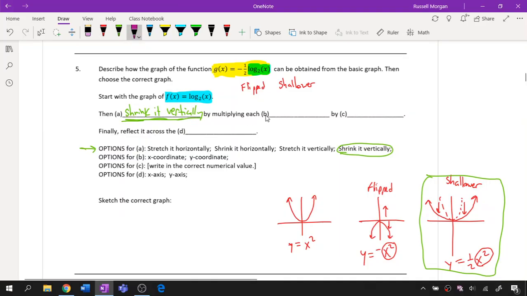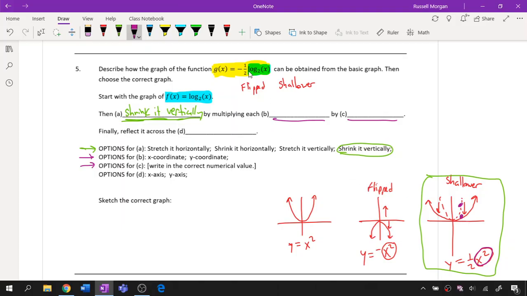It says by multiplying each blank by blank. Well, let's look at those options here. Let's kind of do these both together. Blank by blank. We're going to multiply each. Did we multiply the x coordinate or the y coordinate? Well, if we look over here, I know it looks like we're multiplying the x, but remember, this x squared would normally be our y value because y equals it. But we are multiplying it by half first. So what would normally be a y value up here gets cut in half.